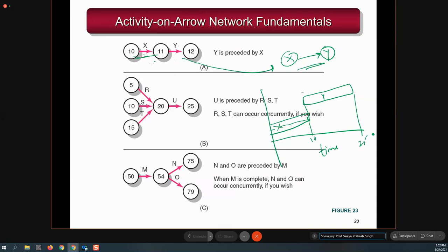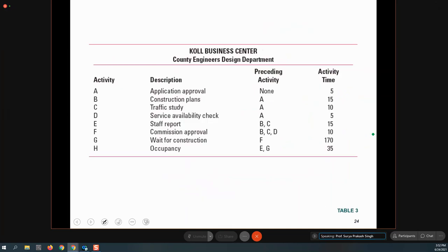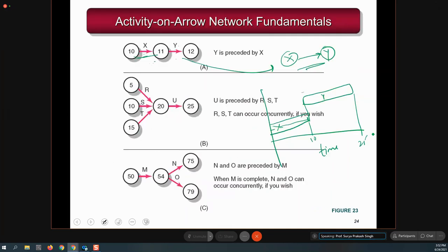But both give you the same data, same information. So whether you want to use activity on node or activity on arrow is your choice. Some more things which I am not mentioning right now: in the activity on arrow, you may require a dummy activity. I will discuss what a dummy activity is. A dummy activity has no meaning. It is just to make some connection from the preceding activity with the succeeding activity.